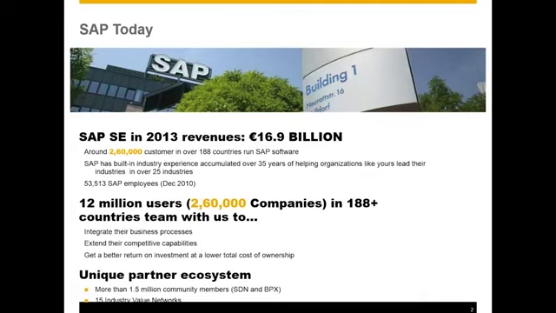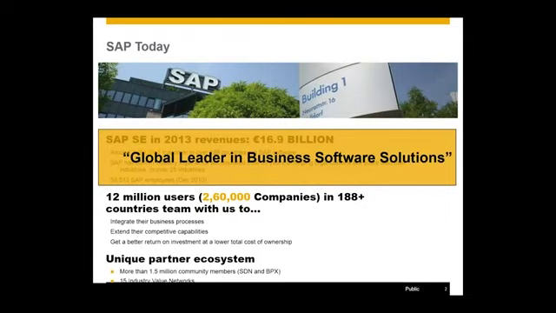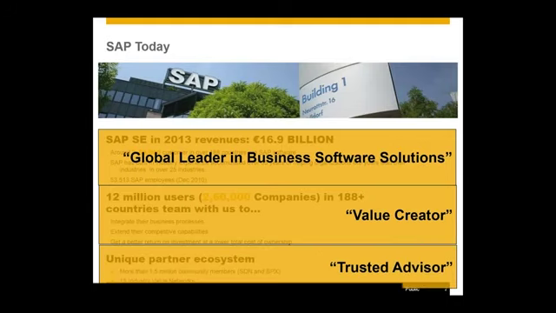And we deliver our solutions primarily through our unique partner ecosystem, be it the licenses or services we deliver through our ecosystem. Today, we are known to be the global leader in business software solutions. We have created enormous value with our users, 12 million plus users around the world, and we have more than 16,000 partners in our ecosystem who are our trusted advisors as of date, working day and night with the customers.